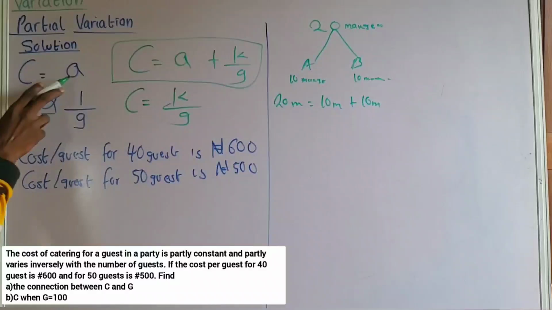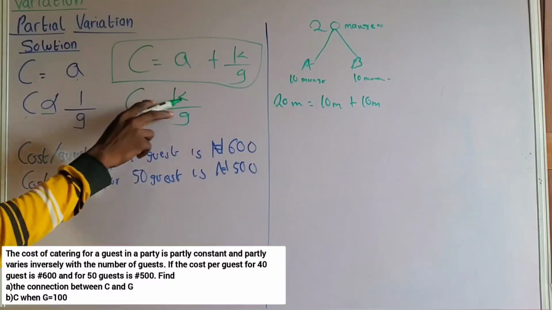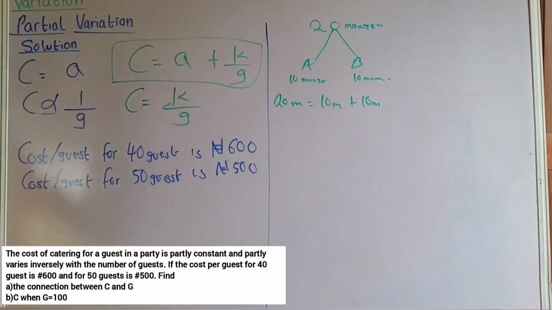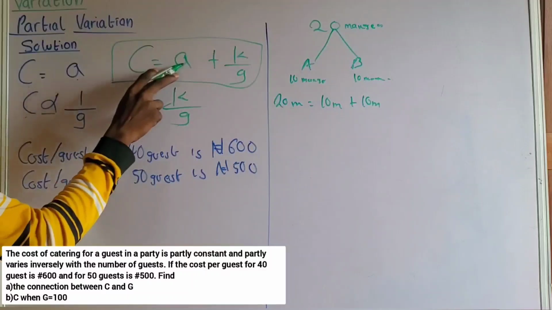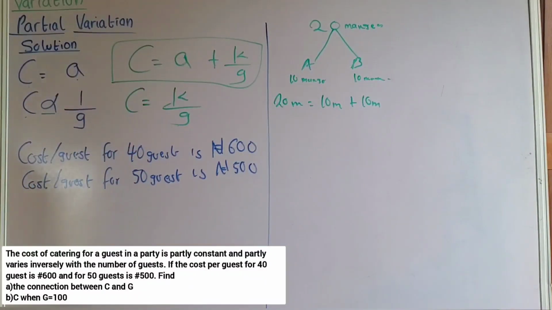A part of C varies as a constant, and a part of C also varies inversely as another variable G. Are you getting it? So that's why I have C equals K over G and C equals A. A single expression for C is A plus K over G. Are you getting what I'm trying to say? A plus K over G. Now, having done that, let's go back to the statement that we are given in the question. Before we can solve any question, you have to find the value of A, which is the constant, and K, which is the proportionality constant.